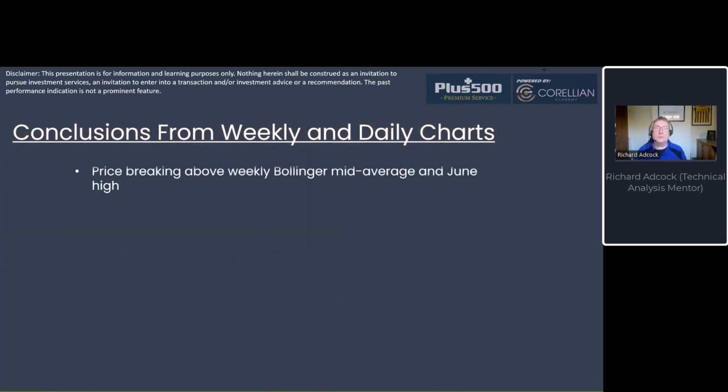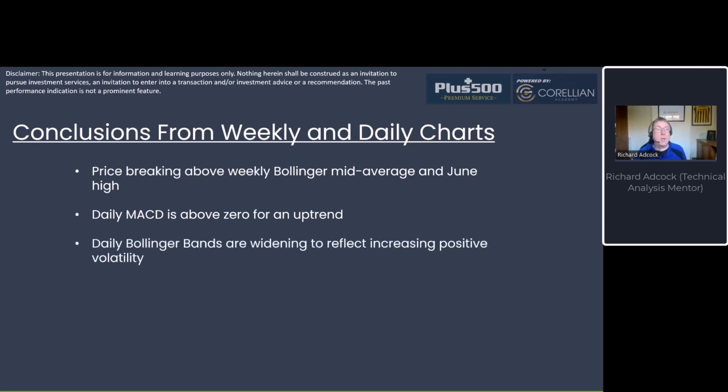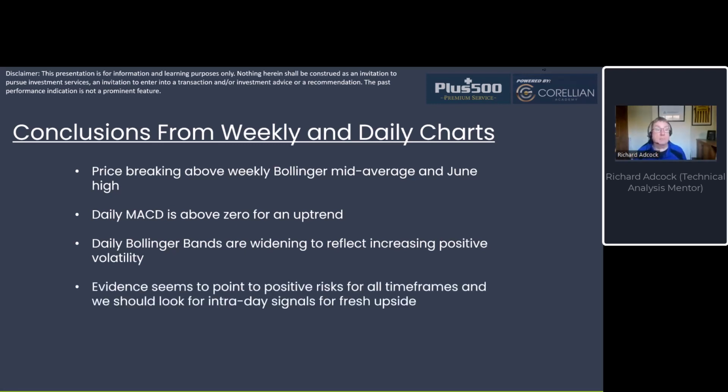So the conclusion from the weekly and daily charts, even before I start trading on an intraday perspective, was that prices were breaking above the weekly Bollinger Band mid-average and the recent June high, which was really piquing my interest in terms of a more sustained upside move. The daily MACD was above zero, reflecting an uptrend. Bollinger Bands were widening on the daily perspective, increasing positive volatility and the chances of extending the current upside move. And evidence seemed to point to positive risks for all time frames.